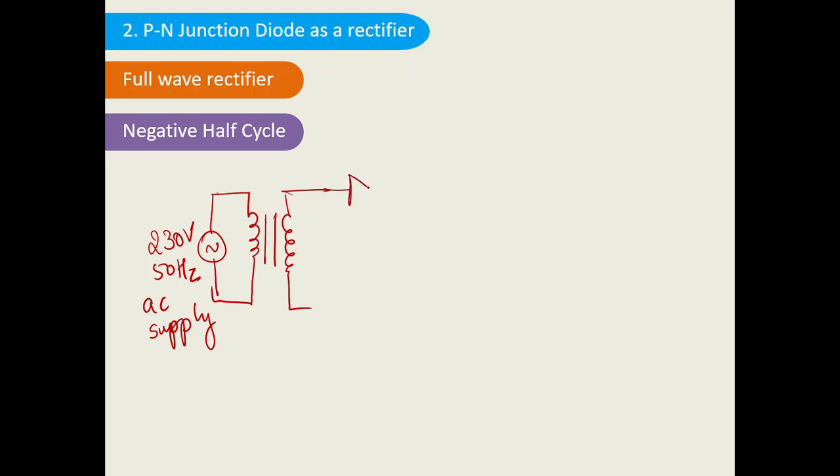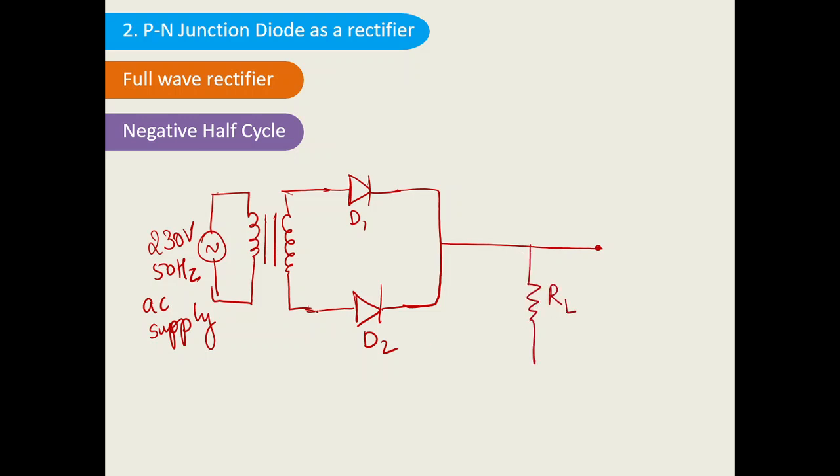and there are two diodes, the diode D1 and D2. This is diode D1, and here is diode D2. Okay, and these two are connected like this, and after that it is connected to a load resistance. So this is the load resistance RL, and this is the center tap transformer. Here is the output voltage VO, here is the input voltage VI, and this is connected to ground.